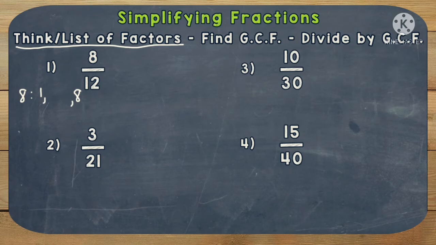Well, 2 can go into 8 and 4. 2 times 4 is 8. So let's add those to our factor list. And that's actually all the numbers that can go into 8, right? Or multiply into 8. So let's do 12 now. Let's make our factor list.